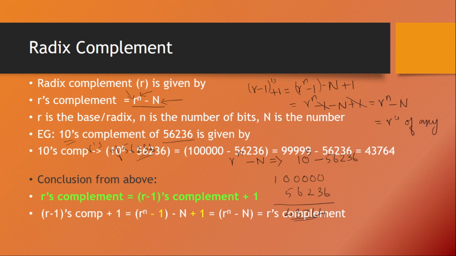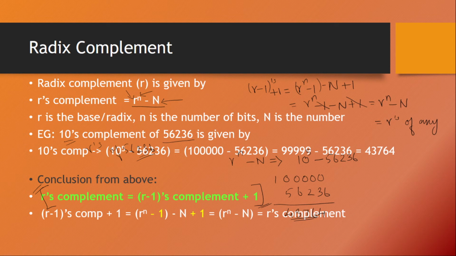So we can find a common relationship between this diminished Radix complement and the Radix complement, and the final decision is r's complement is equal to r minus 1's complement plus 1. So that's the ultimate understanding from this conclusion. So we have learned two different complements. One is Radix complement and second one is diminished Radix complement and the relationship between them.